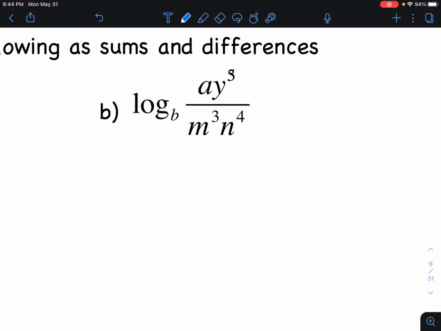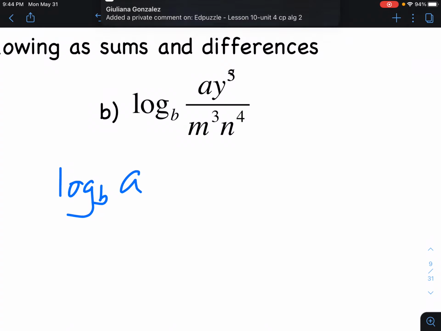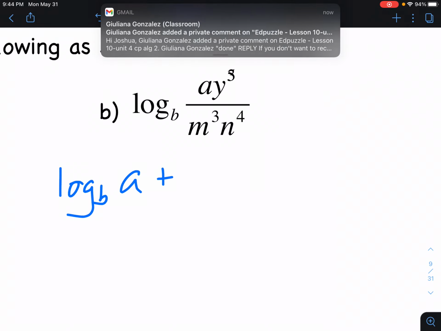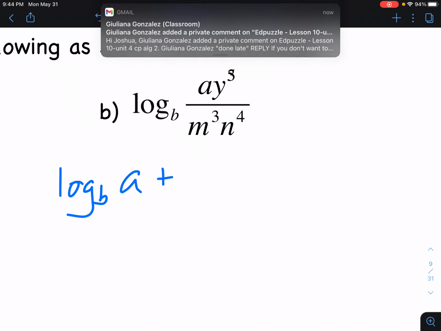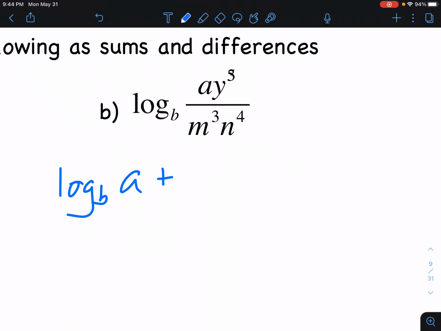So let's try another one. By the way, at the top there, I believe that's supposed to be a y to the 5th. So let's split this up as sums and differences. So we're going to have log base b of a, then plus, because we're doing the multiplication property, which says we're allowed to separate them by pluses. So then log base b of y to the power of 5.